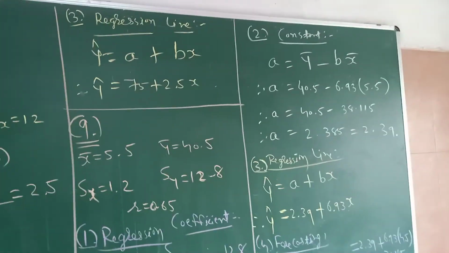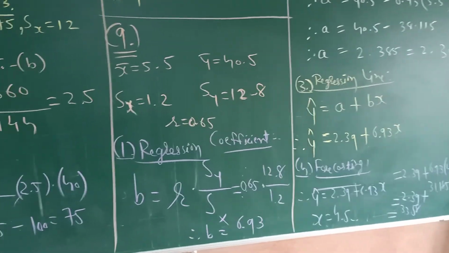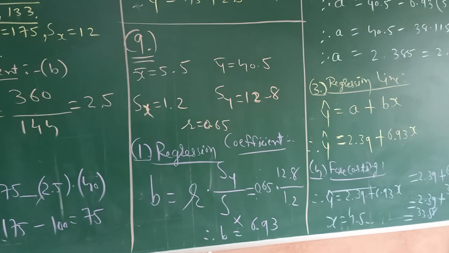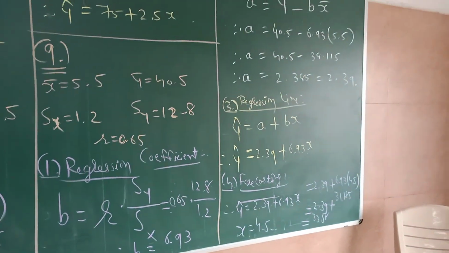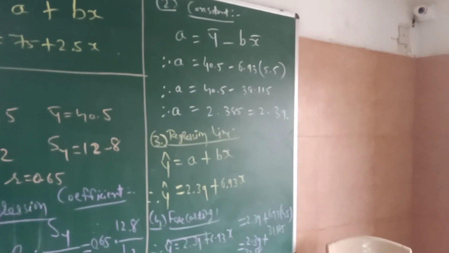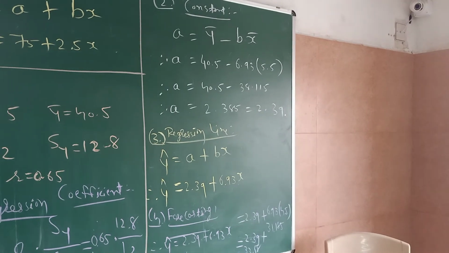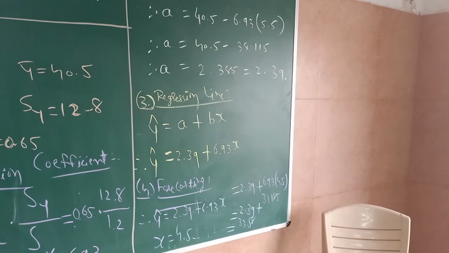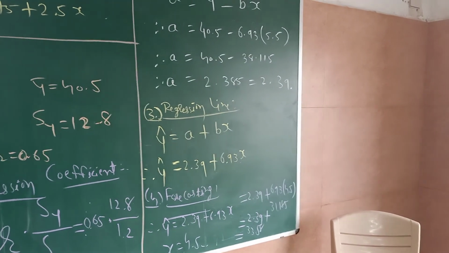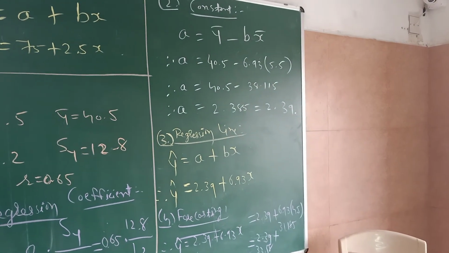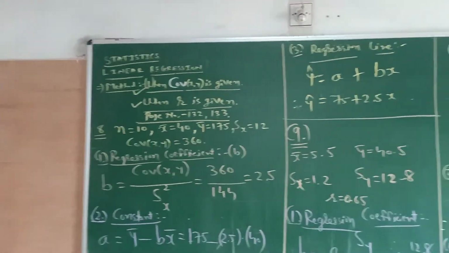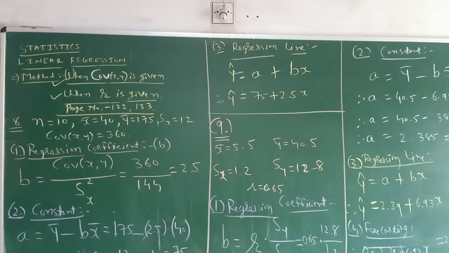Ninth sum is when correlation coefficient, that is R, is provided. 0.65 is R. Again, first step is regression coefficient, that is B. Second step is constant, that is A, y bar minus b x bar. And the third step is regression line. They also ask us to do the forecasting, so we also do forecasting. In this way, whenever covariance xy is provided or R is provided, we can do the sum.